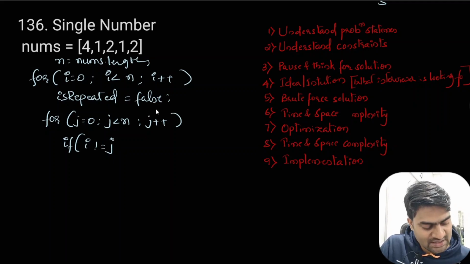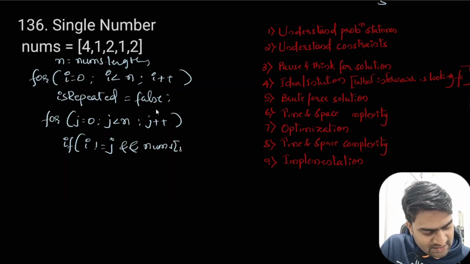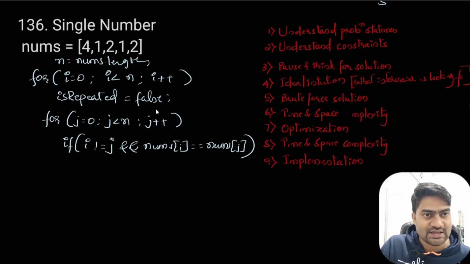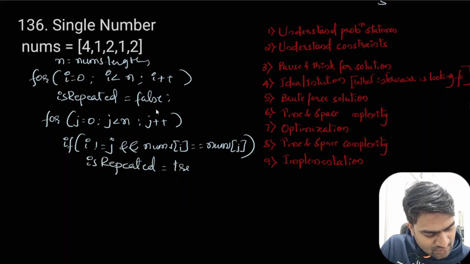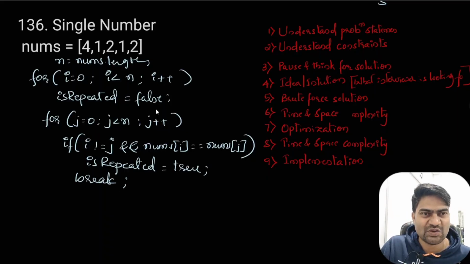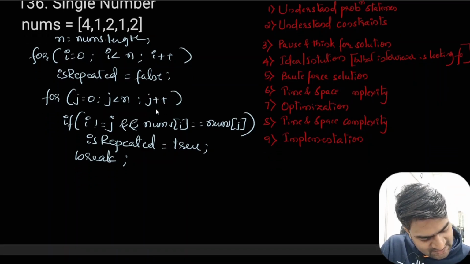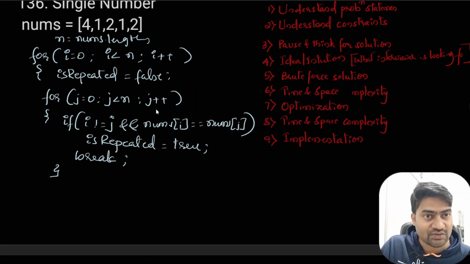So i should not be equal to j and nums of i, if it is equal to nums of j, then I will say repeated equal to true, and I'll break the second for loop. Why? Because there is no need to continue, right? I mean, once you found the second element, I will break. Then at the end of the second for loop, maybe I'll put a bracket here. So assume our first for loop ends here.